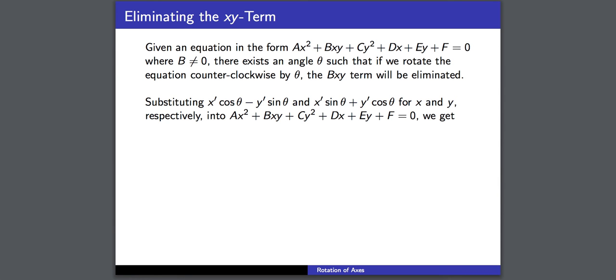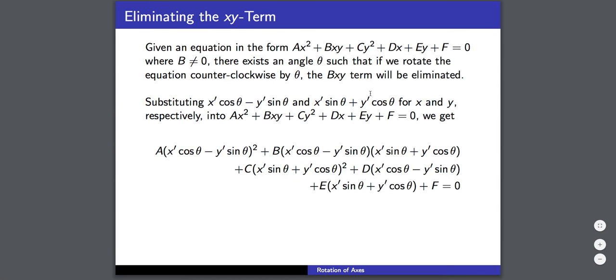In order to do that, we substitute x prime cosine theta minus y prime sine theta for x in our equation, and x prime sine theta plus y prime cosine theta for y. We get the following for our ax squared plus bxy plus cy squared plus dx plus ey plus f equals 0. There's a lot of algebra involved here: squaring this and multiplying these out. If you are up for the challenge, multiply all this out and combine your like terms. You'll have some sine squareds plus cosine squareds, which simplify to ones.